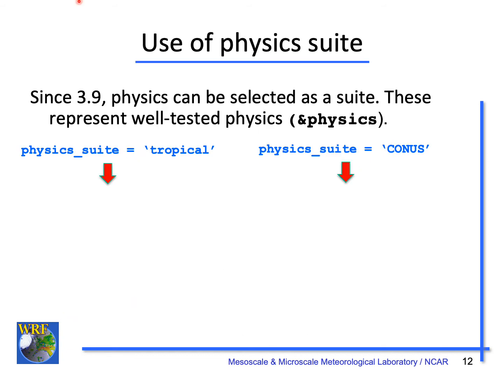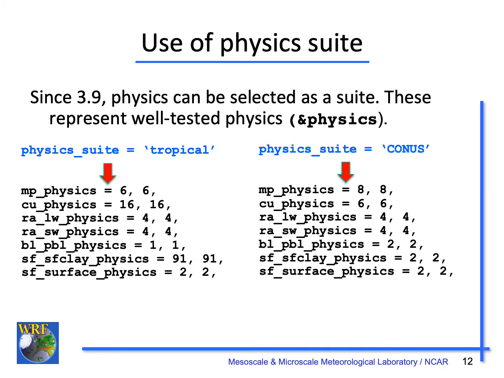The next 2 slides describe how physics options can be set in the namelist file as a suite rather than as individual members. The physics suites represent well-tested physics options, and the model currently has 2. These are the tropical and Akana suites. The tropical suite is intended for tropical and subtropical applications, and the Akana suite is for mid-latitude continental applications. The individual members of the physics options for the respective suite are listed on the slide.